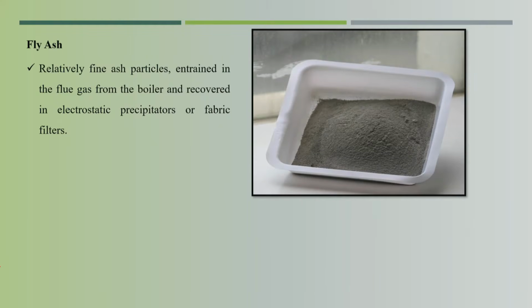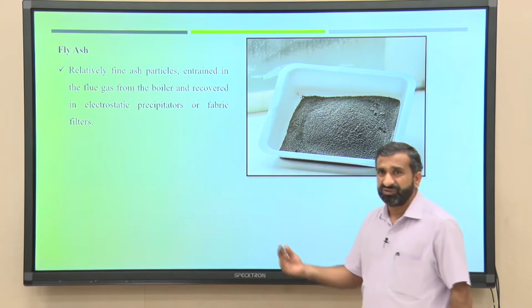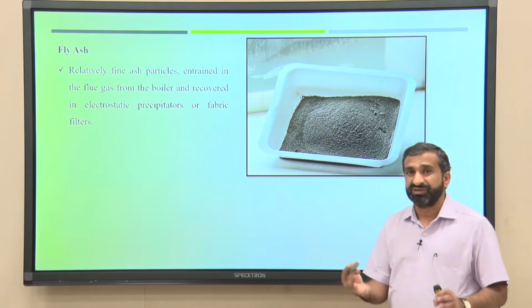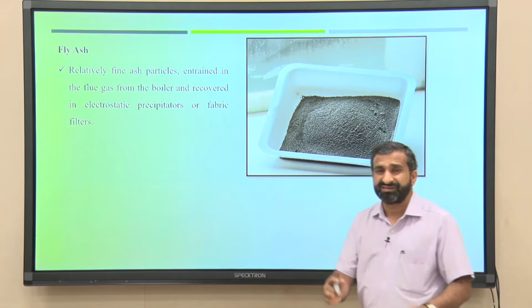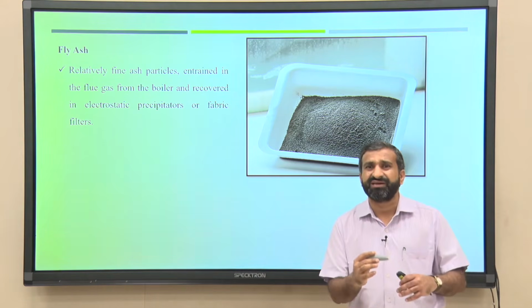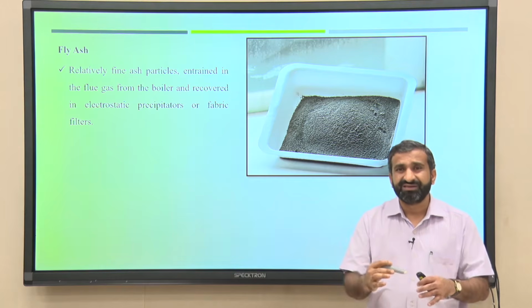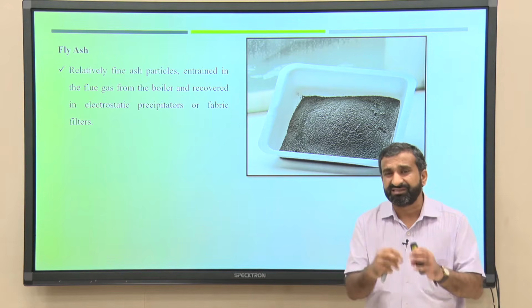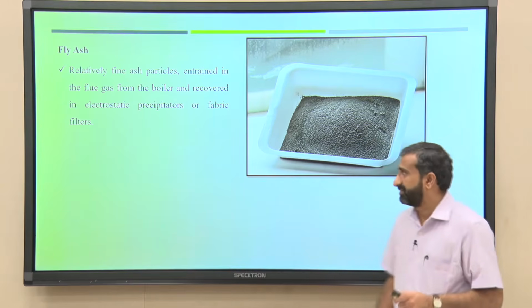So, relatively fine ash particles are entrained in the flue gas from the boiler and recovered in the electrostatic precipitator or fabric filter. We saw that in the previous lecture where we discussed the flue gas treatment system. So, with the electrostatic precipitator, fabric filter or Venturi scrubber, the dust is getting removed, and that dust is nothing but fly ash. Why is it called fly ash? Because this ash is very fine particles and will fly with the temperature. The flue gas has a very high temperature, so because of that these ashes get carried into the gas, and that is why it is called fly ash.